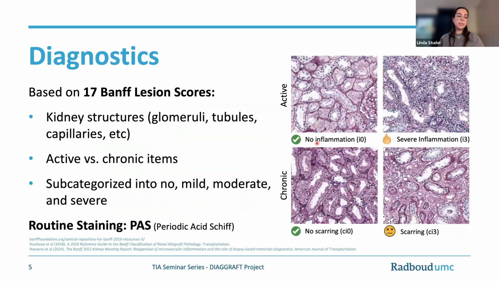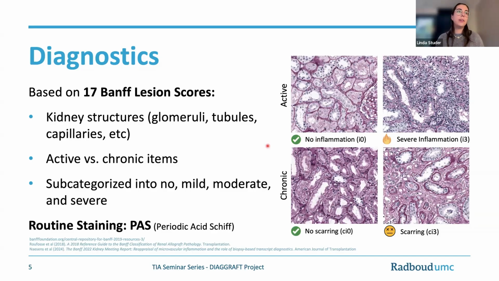Now, in terms of diagnostics, biopsies are taken as a checkup procedure to check the kidney transplant function, to see if there needs to be any adjustments in medication or a treatment plan. And the pathologists have a scoring system that's called the Banff Lesion Scoring system, where they have to assess 17 different factors, which then end up in 6 different categories for rejection. And these Banff lesion scores focus on the kidney structures, of course, like changes and inflammation within these structures.